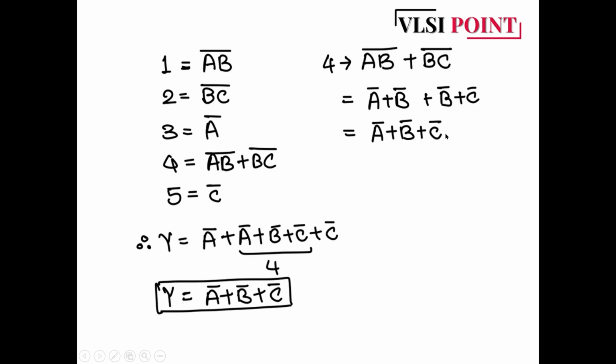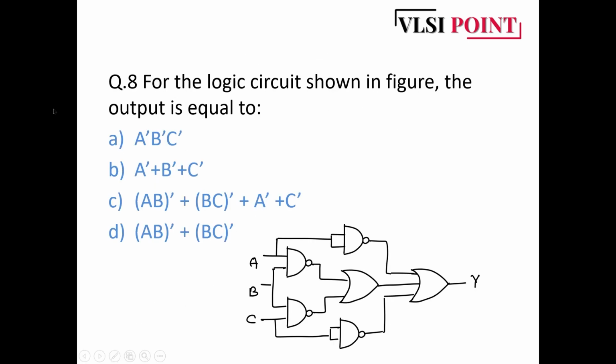So if we add 3, this 4 and 5, we will get A bar plus, this is 4, A bar, B bar, C bar, and this is C bar. As we discussed, C bar is nothing but C bar, A bar is nothing but A bar. So our final answer is Y equals A bar plus B bar plus C bar. So our answer is B, A bar plus B bar plus C bar.